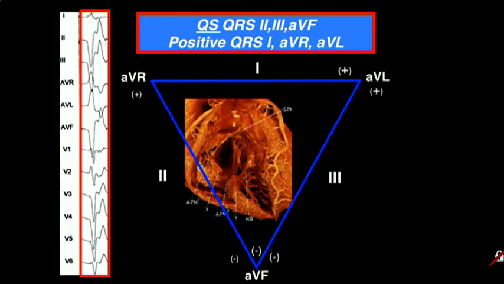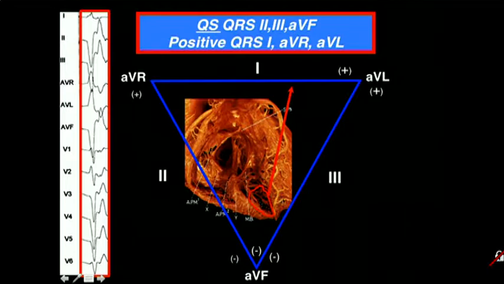In order to understand why these arrhythmias are totally negative, we just can imagine this area of the apex of the right ventricle.